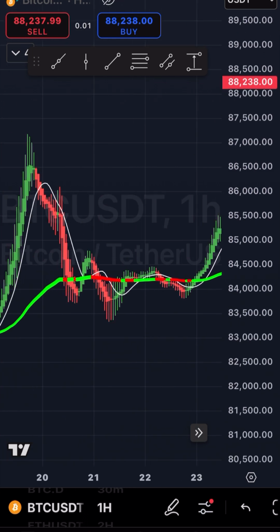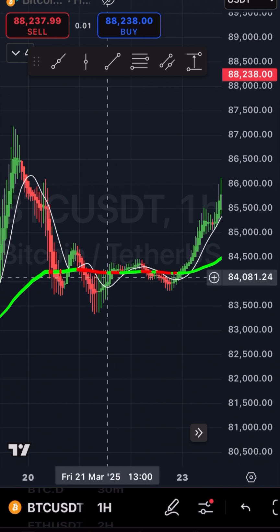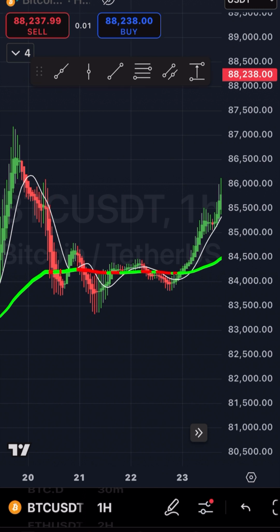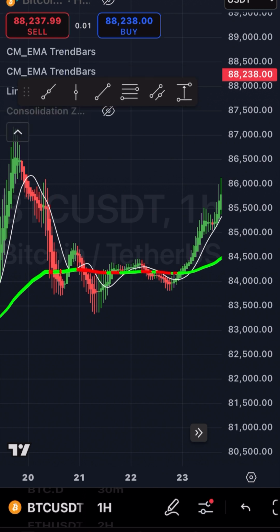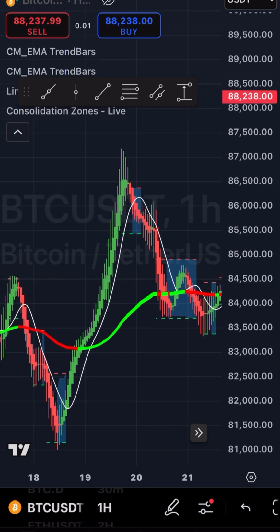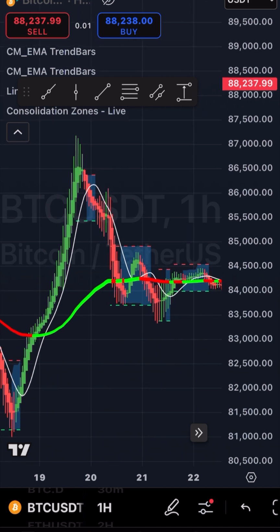So let's go back a little and see how well this has worked previously. So this is a big consolidation period where it kind of faked you out. What I do is I also include my consolidation zone, so I know really not to enter in these phases. And you can kind of tell. So basically, you don't want to be in a consolidation period when you're doing these strategies.